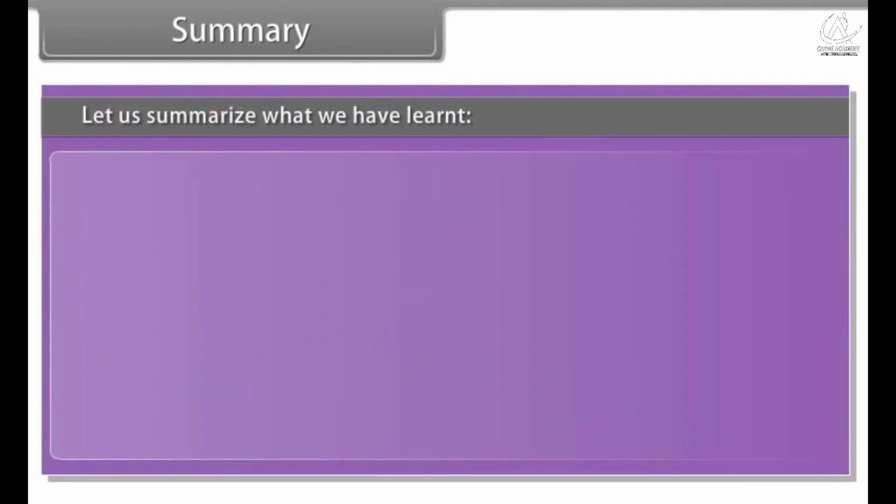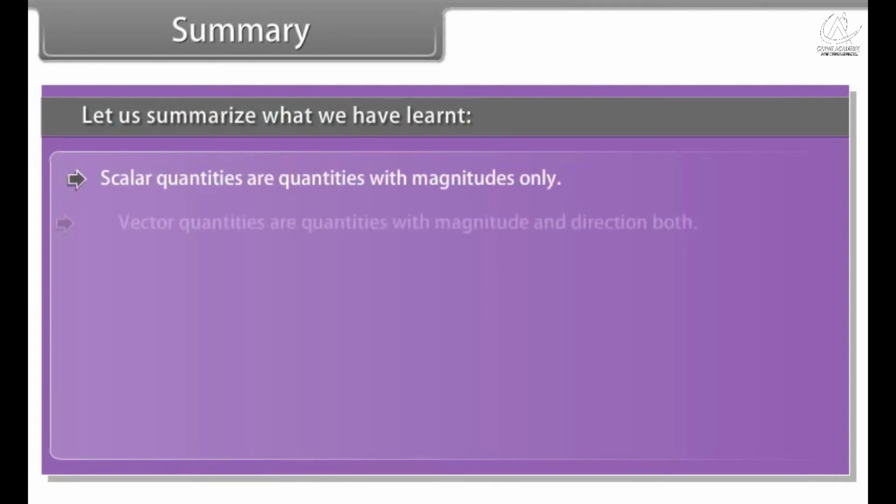Summary. Let us summarize what we have learned. Scalar quantities are quantities with magnitude only. Vector quantities are quantities with magnitude and direction both.